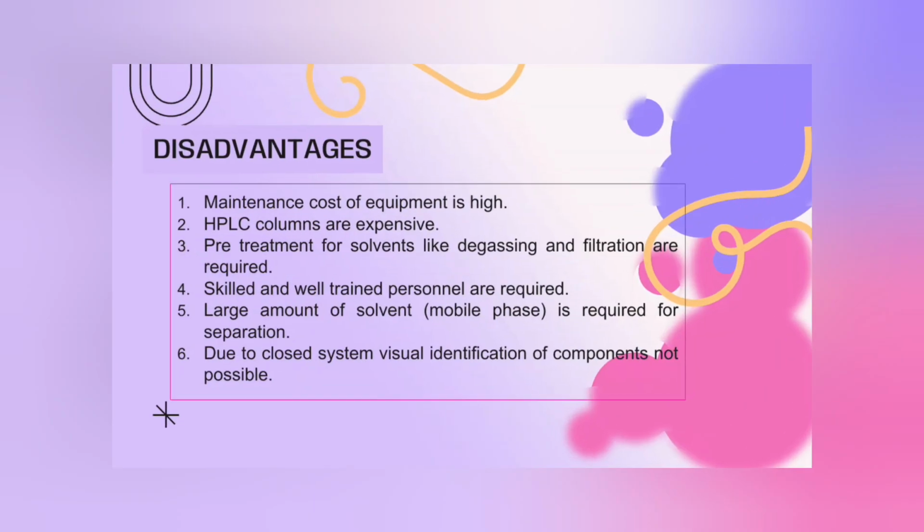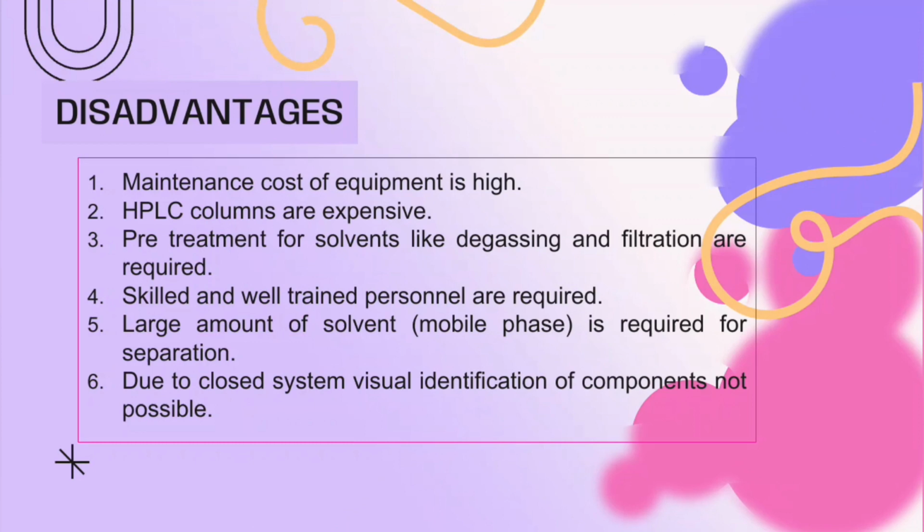Coming to the disadvantages. Maintenance cost of equipment is high. HPLC columns are expensive. Pre-treatment for solvents like degassing and filtration is required. Skilled and well-trained personnel are required. A large amount of solvent, that is mobile phase, is required for separation. Due to the closed system, visual detection of components is not possible.